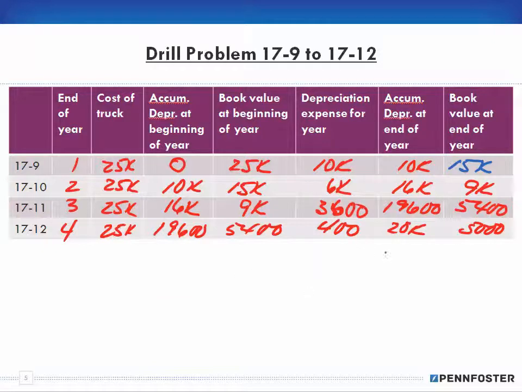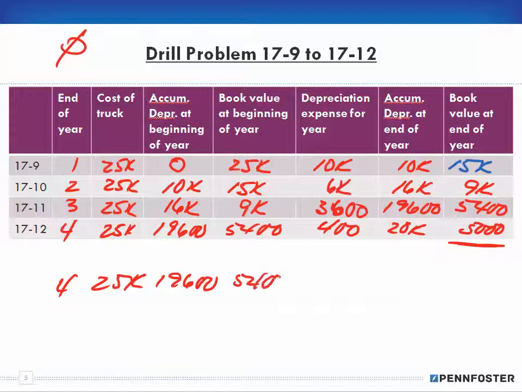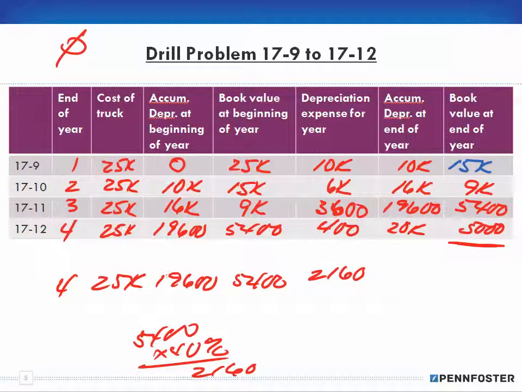So we see how this schedule is done. We're at our residual value of 5,000. But let's just say we had a residual value of 0. So in year 4, our schedule would look like this: 25,000, 19,600, 5,400. Then I would take the 5,400 times 40%, and I would end up with 2,160. So my accumulated depreciation would be 21,760.